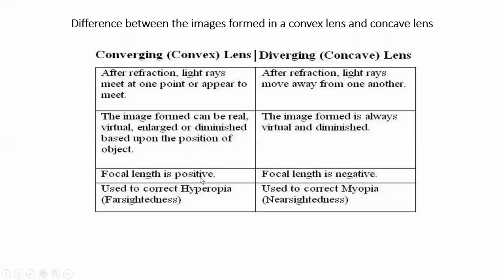The focal length of convex lens is always positive and the focal length of concave lens is negative. This we have to study later on. ये अभी नहीं पढ़ना है. Convex lens is used to correct hypermetropia and concave lens is used to correct nearsightedness or myopia.